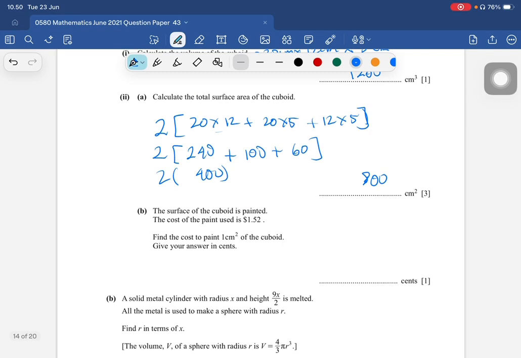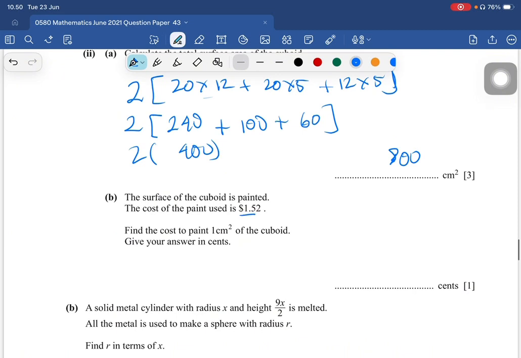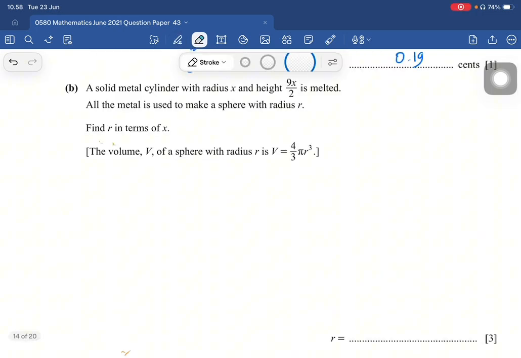The surface of the cuboid is painted. The cost of the paint used is $1.52. Find the cost to paint 1 square centimeter of the cuboid. Give your answer in cents. So let us change it into cents. It's going to be 152 cents. So 152 cents we divide by 800, and you will get 0.19.